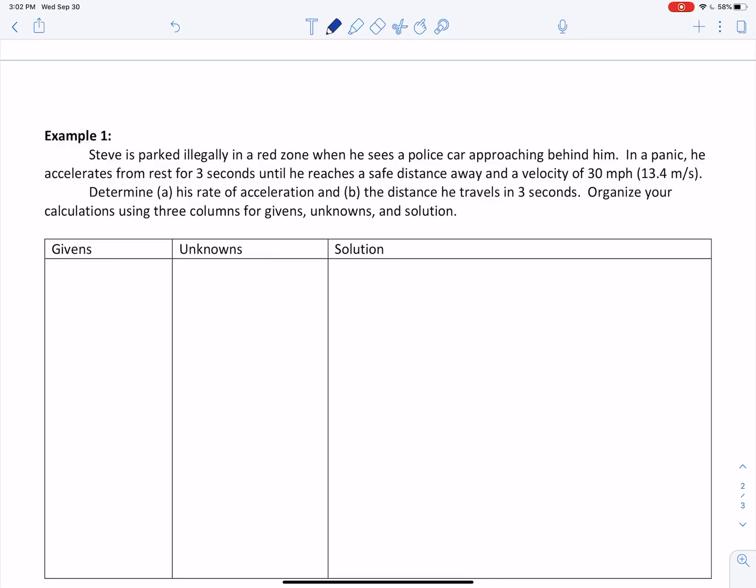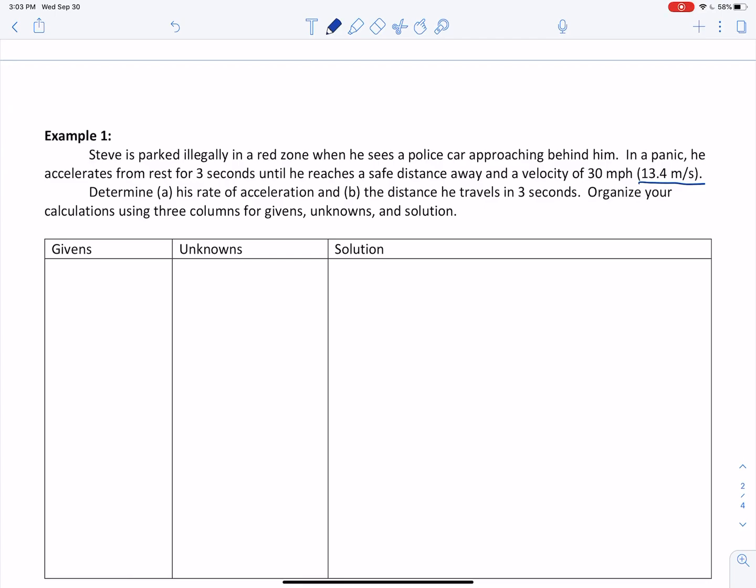In this video, I'm going to be showing you two examples of how to use the kinematic equations to solve some problems. So let's start with example 1. It says Steve is parked illegally in a red zone when he sees a police car approaching behind him. In a panic, he accelerates from rest for 3 seconds until he reaches a safe distance away and a velocity of 30 miles per hour, which we're also told is 13.4 meters per second. Determine A, his rate of acceleration, and B, the distance he travels in 3 seconds.